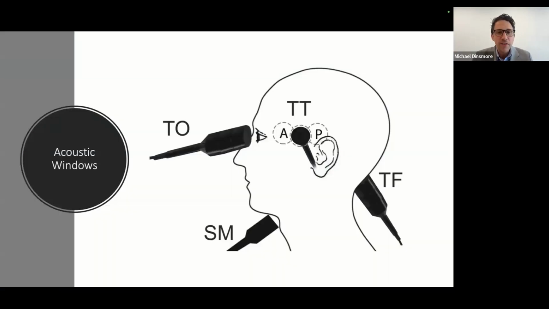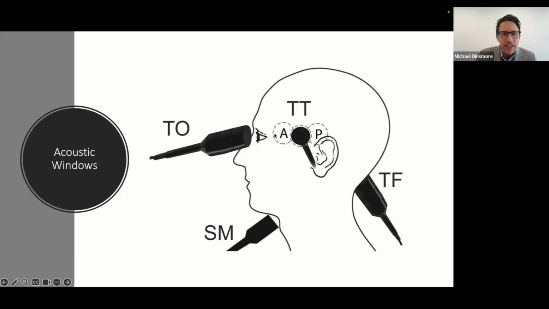Okay, so although there are definitely different acoustic windows, we have the transorbital, the submandibular, transforaminal, and of course the transtemporal. We're just going to focus on this one. There's the A and the P, which just mean anterior, posterior, and medial.